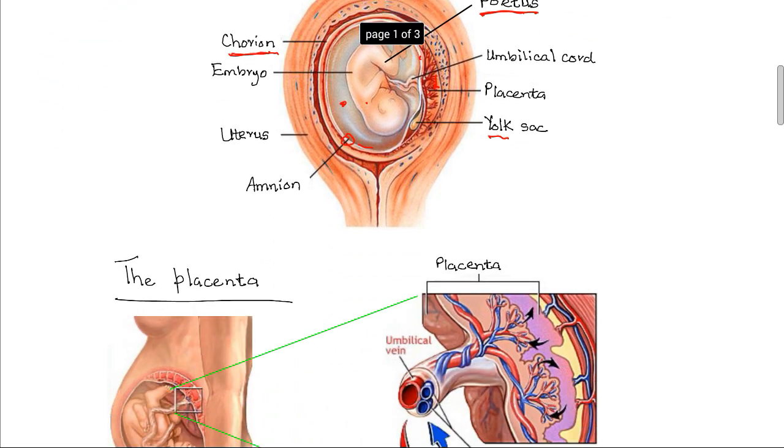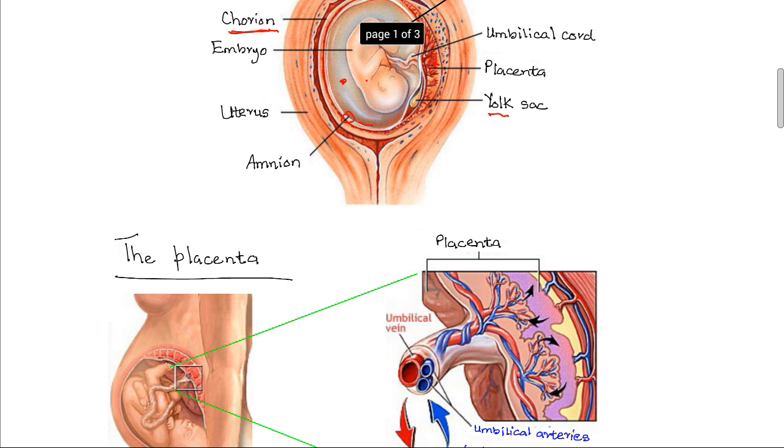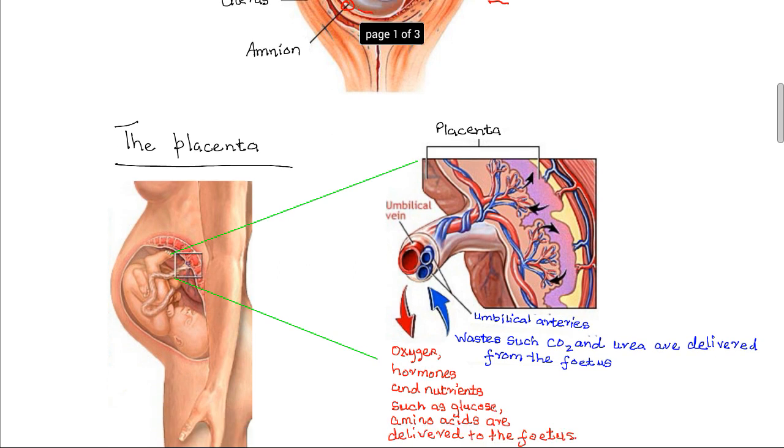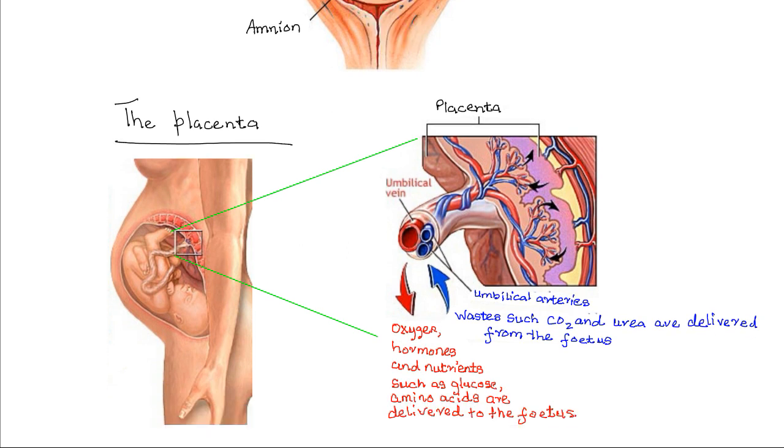Now, the placenta is a very specialized and important structure during pregnancy. It is disc-shaped. It is shaped like a disc here. And it is composed of cells from both the fetus and the mother. The fetal cells consist of the chorionic membrane and the blood capillaries. The maternal tissues consist of the endometrium. So the placenta is a mixture of maternal and fetal tissues.